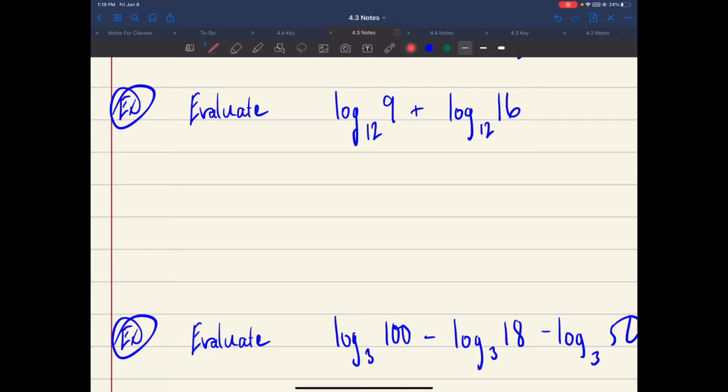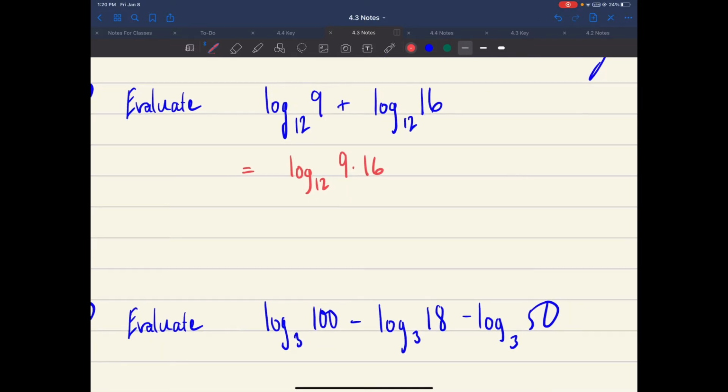For the first couple, they just say evaluate. So this means calculate what this value is. I'm going to use the laws of logarithms, so there's a little box on that cheat sheet. For this first one, I'm going to use law number 1. What that says is that if you have two logs added like this with the same base, you can multiply the interior of the logs and write it as one logarithm. So log base 12 of 9 plus log base 12 of 16 would be the same thing as log base 12 of 9 times 16.